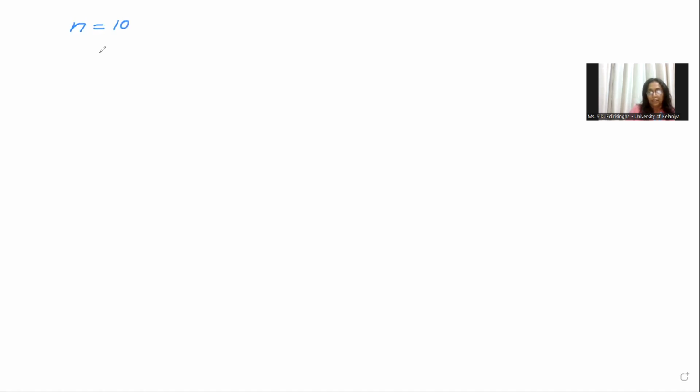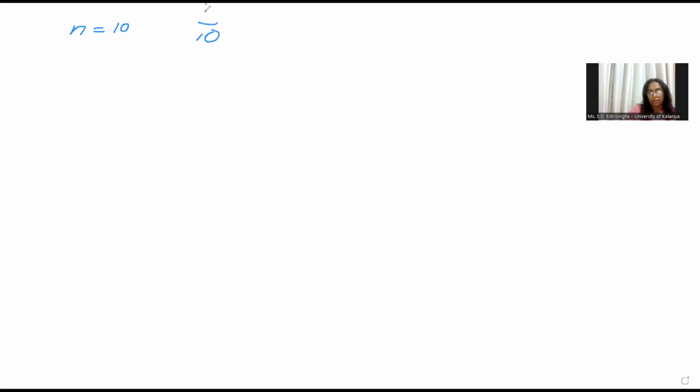From those 10 workers in the factory, 6 belong to a trade union. That means 6 upon 10. So what is the probability there? 0.6, no? Right? That is P. P equals 0.6.